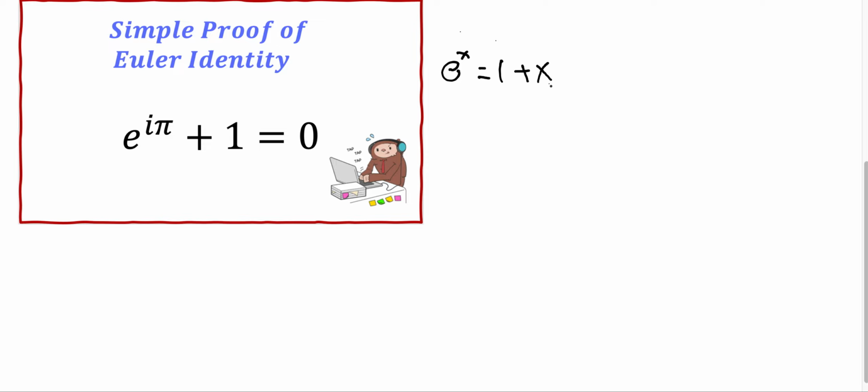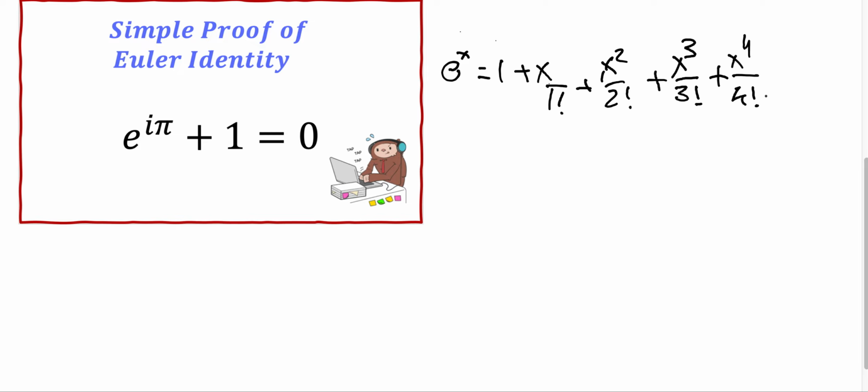x over 1 factorial plus x squared over 2 factorial plus x cubed over 3 factorial, and it goes on. So this pattern continues until infinity, 5 factorial. So this can continue. But now we have the expression in this form. We have, for example, e to the ix, because we want to resemble this equation here, e to the power i pi. And it's going to happen this way.